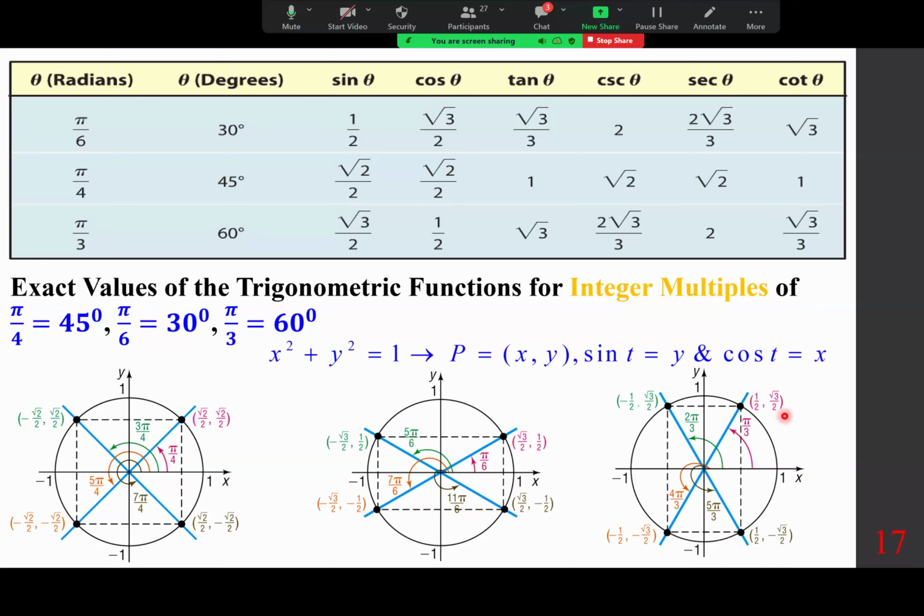So basically the same values, but depending on the location, they become positive or negative. For example, in the third quadrant, both of them become negative. Just as an example. So you see that. In the second quadrant, x becomes negative. Therefore, cosine becomes negative. In the fourth quadrant, y becomes negative. Therefore, sine becomes negative. Just remember that.